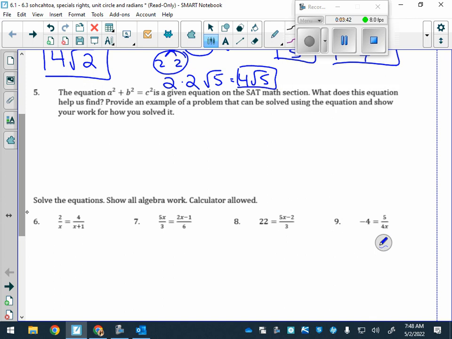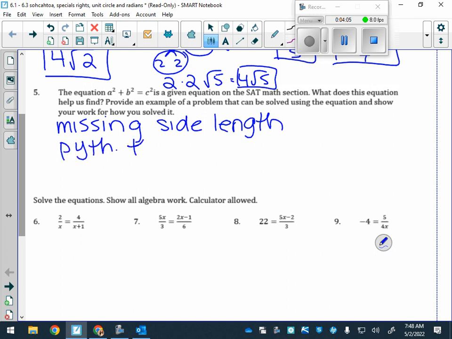Number 5, what is that an equation of? It could help us find the hypotenuse. What else? Good. It could be used to find any missing side length. Anyone remember what that's called? Yeah. The Pythagorean theorem. You could find any side length. However, C represents what? The hypotenuse. C represents the hypotenuse. A and B are your side lengths. C is your hypotenuse.